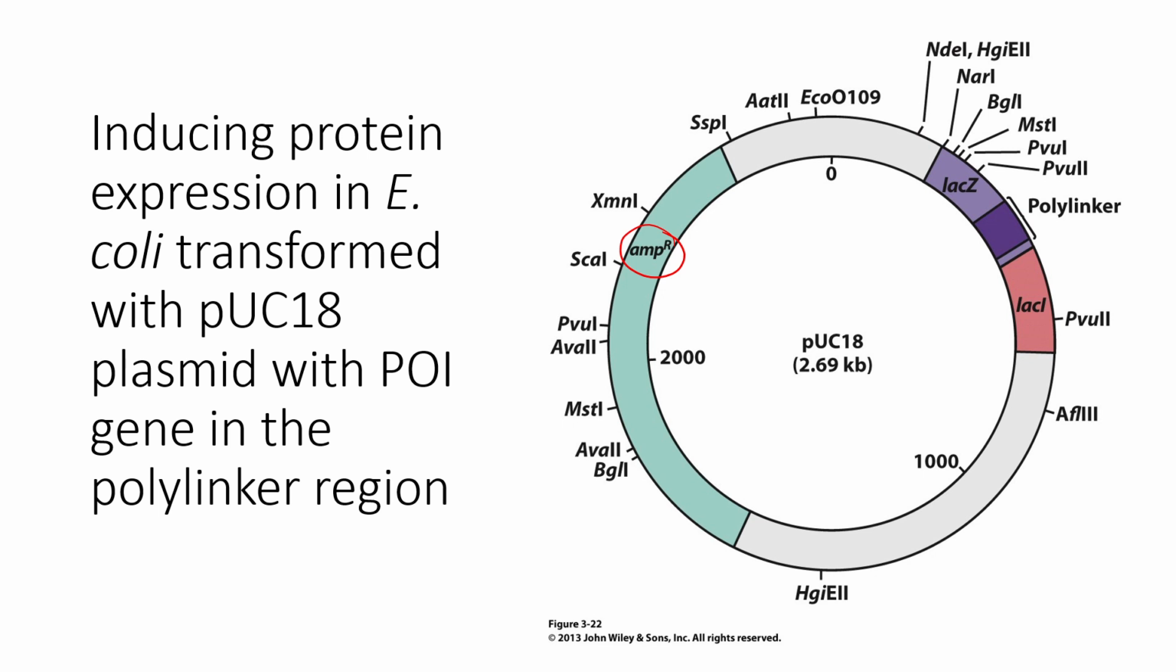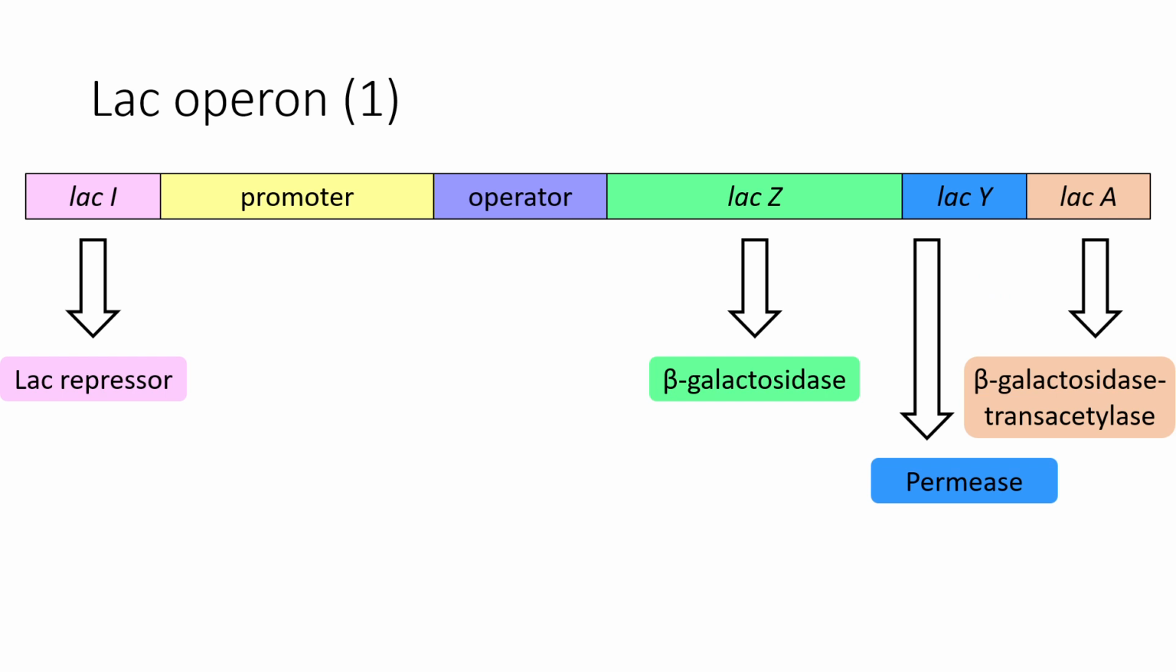And the other area of interest is this LAC-Z gene that contains the polylinker region. So the polylinker region is where you will insert your protein of interest. And then the LAC-Z gene, and in fact the whole LAC operon, is really important for instructing the E. coli to start expressing your protein. So let's talk a little bit more about that.